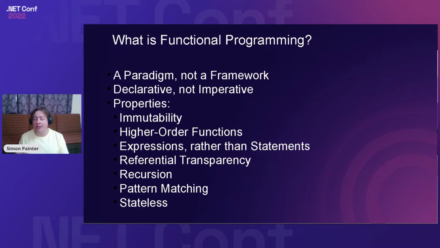Imperative is more concerned with saying, here's how I start with an empty something, here's how I build it up step by step, and I'm very concerned with the precise order of operations. So object-oriented is imperative. So, properties. These are the properties of functional languages.